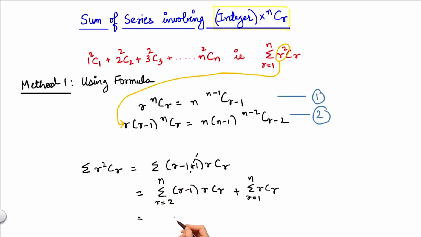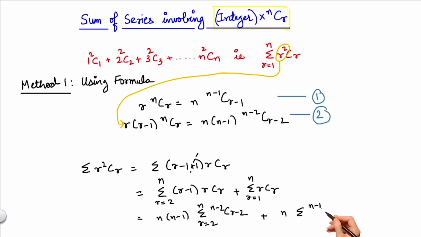I can apply formula 2 to the first term to get n times n minus 1 summation n minus 2 Cr minus 2, r varying from 2 to n. Notice I can take n times n minus 1 out of the summation sign because it is independent of r. Similarly, I can apply the first formula for the second term to get n times summation n minus 1 Cr minus 1, r varying from 1 to n.